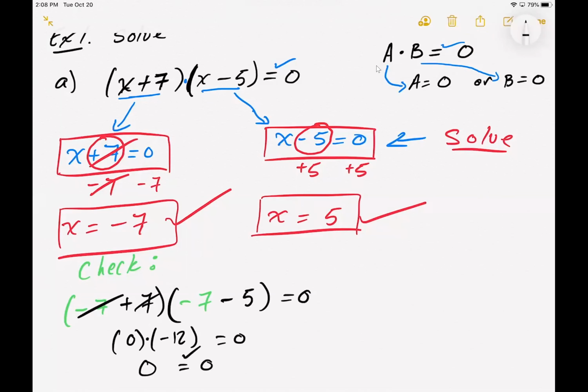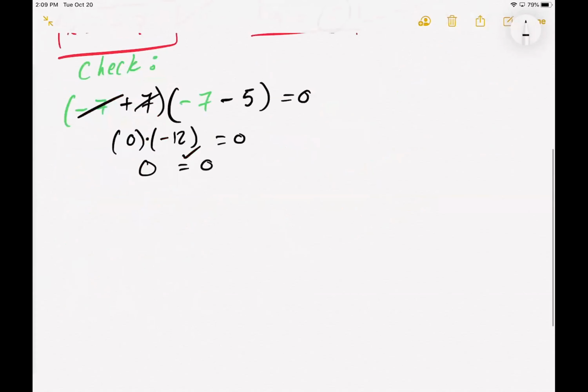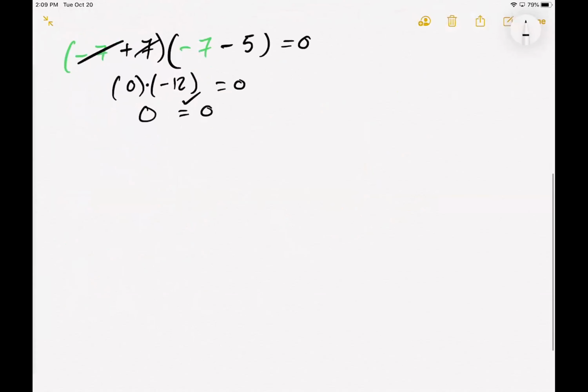And you can see if I put in 5, 5 take away 5 is equal to 0. It doesn't matter what the other parenthesis is, as long as one of them is equal to 0, then the product will be 0. Okay, so this is what we have. And again, let's try another one.